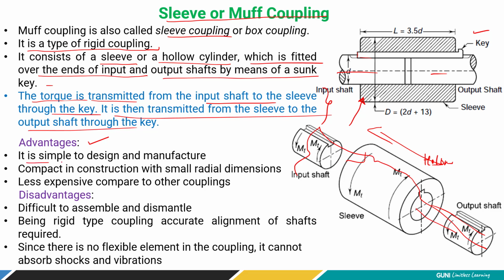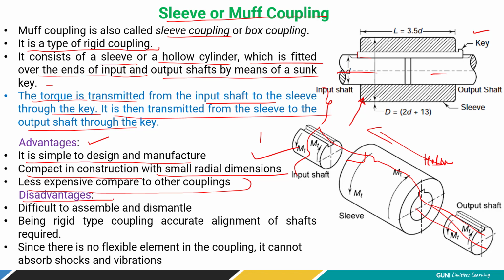First, it is simple in design and construction. You can easily manufacture it because it is a hollow cylinder. Take a round bar, drill it, and slot it, right? So it is a very simple design. It is compact in construction. There is no oversize, there is no over length, right? With small radial dimensions. These are the advantages. It is less expensive compared to other couplings, because it is simple in construction.